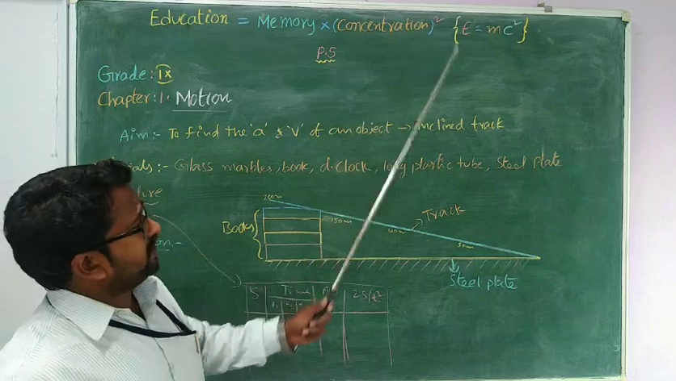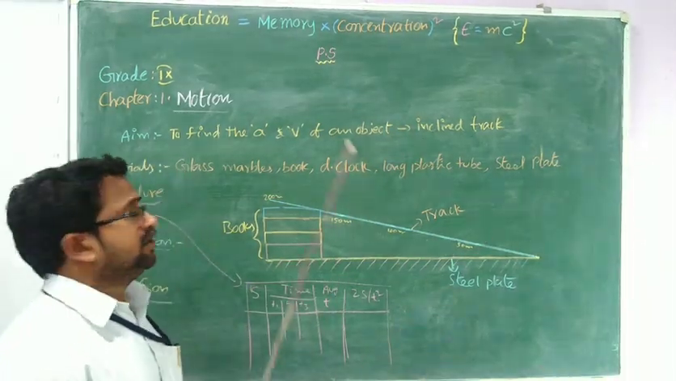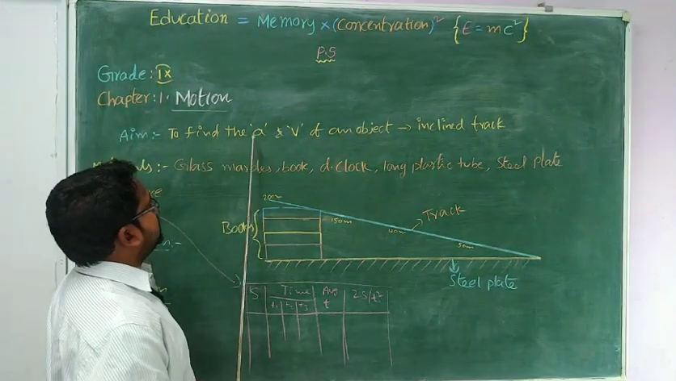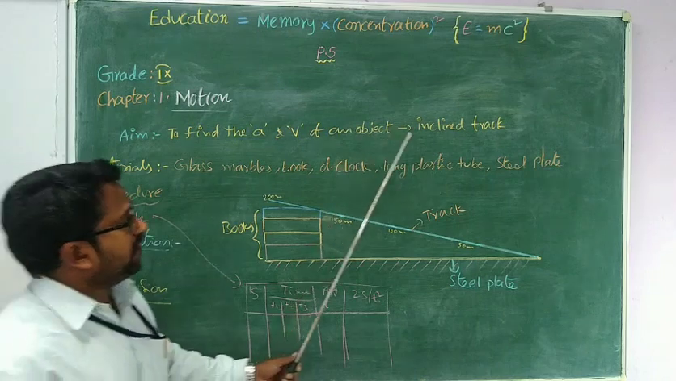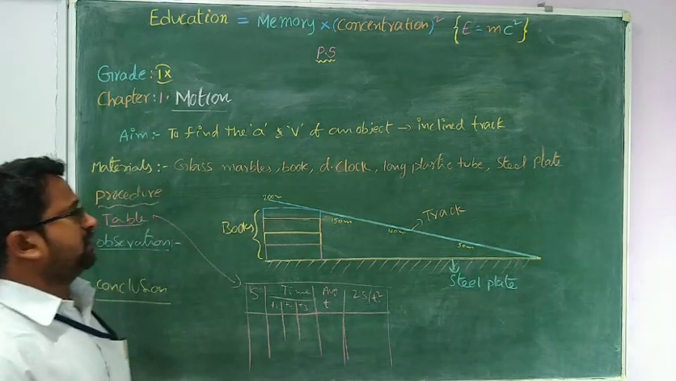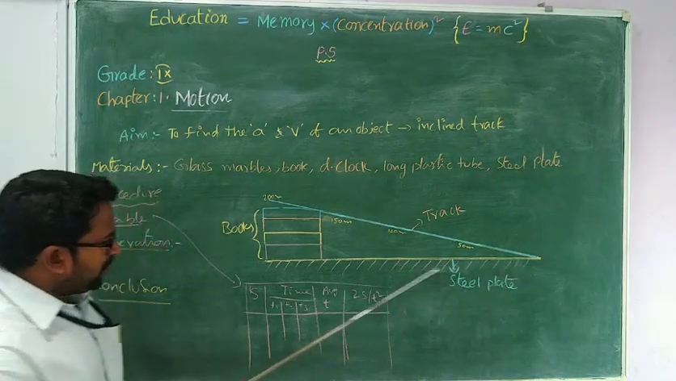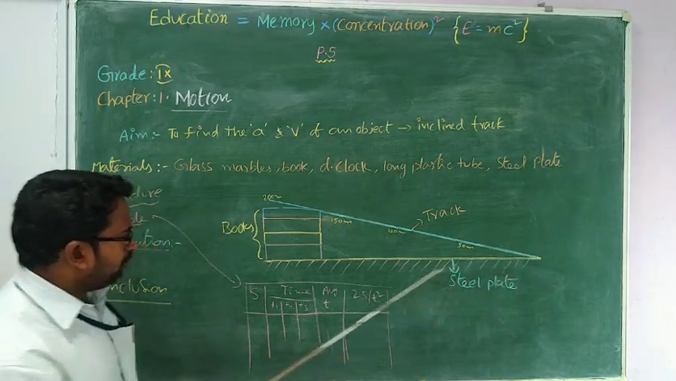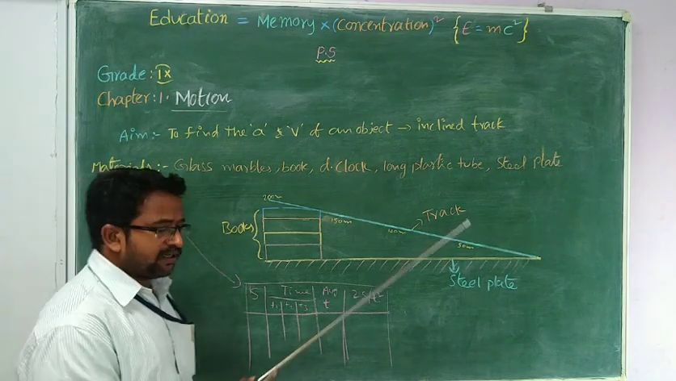Whatever the question is, you have to change that into an aim. So what is the aim? To find the acceleration, a, and the velocity, v, of an object on an inclined track. For that purpose, what are the requirements? See here, we need one steel plate, some books, and a track.